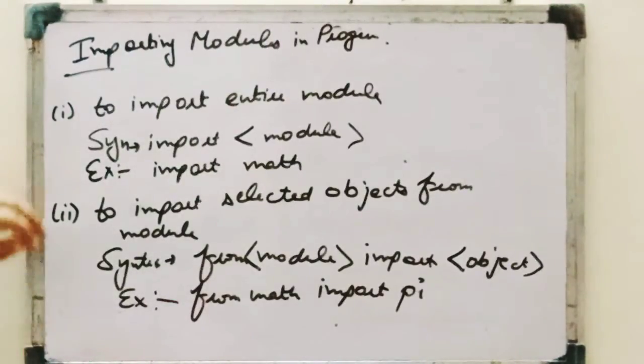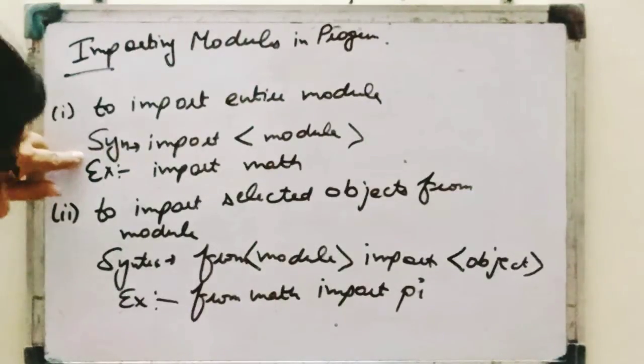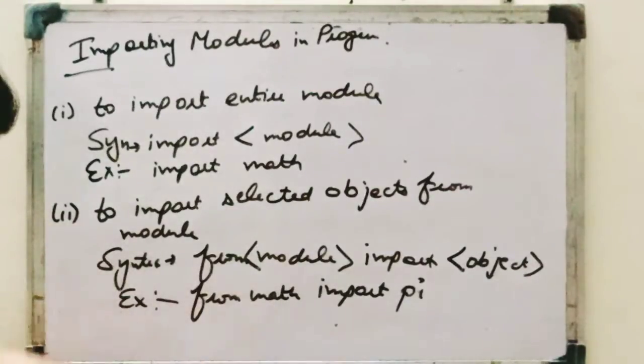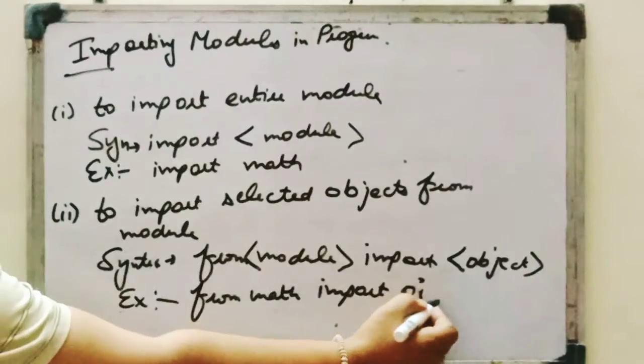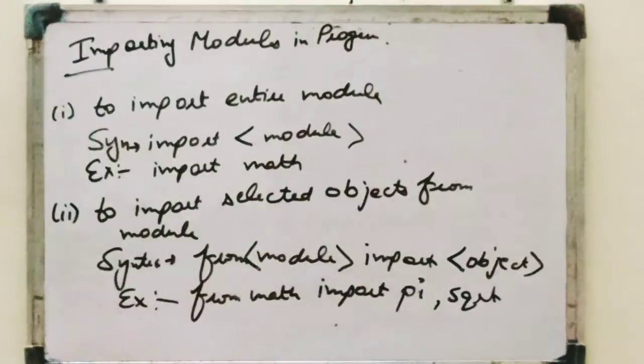The very first is you can import the full library. Otherwise, if you want a selected one, you just write from math import pi. If you want multiple objects to be imported, how can you do that? You just put a comma here. Suppose you want square root, you just put a comma and write the square root. It means you can import multiple objects also.